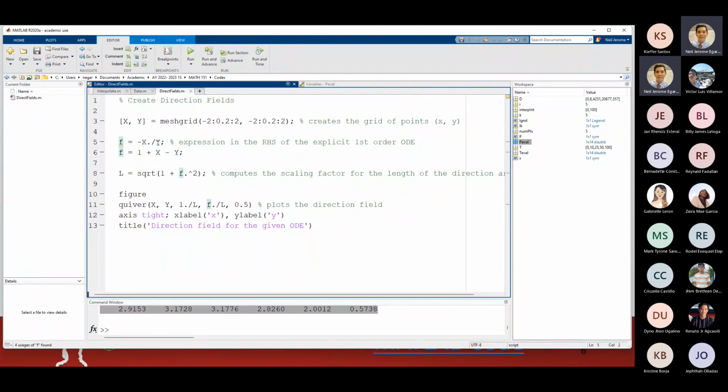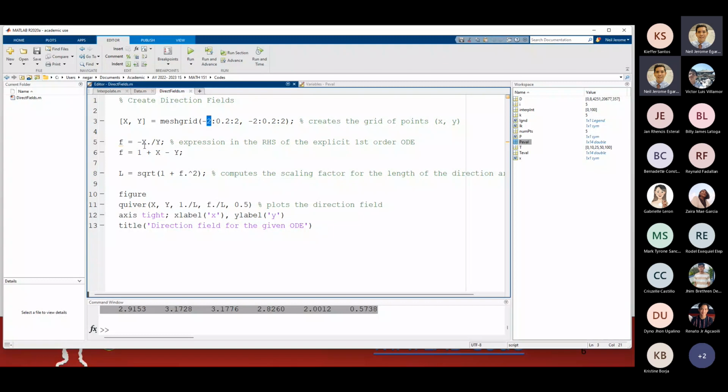Alright? And then in line number 5, this is where you put the function f from the ODE. Remember, our ODE is y prime equals -x over y. One thing about MATLAB is that it works with vectors. So when we want x over y, for the paired x and y, we divide them. Meaning the first x value should be divided by the first y value, the second x value by the second y value, and so on.